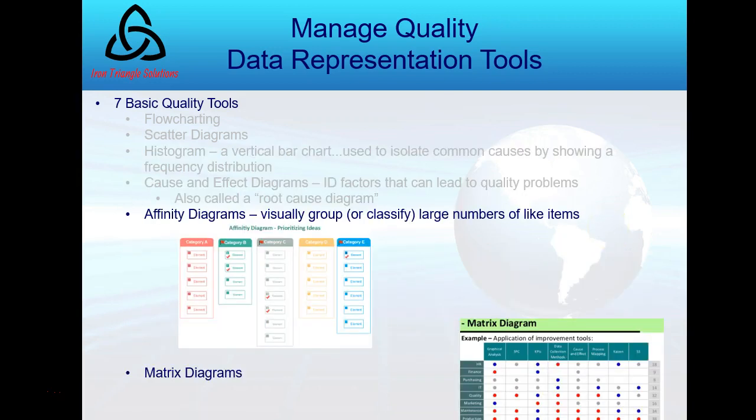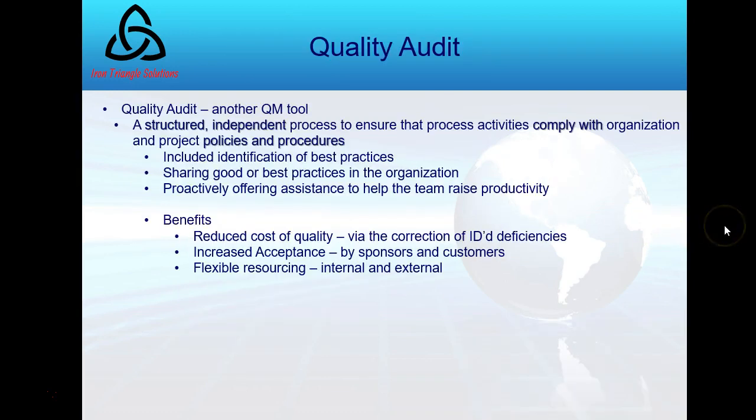Okay. Continuing with the basic quality tools are affinity diagrams. These are just ways to group things, group common items. Affinity diagrams, and you see a picture of it there. And then there are matrix diagrams, and I showed you a picture of a matrix diagram. We've talked about those before.